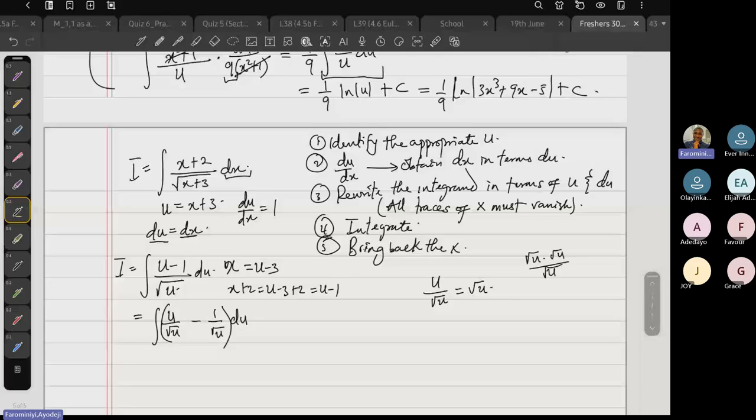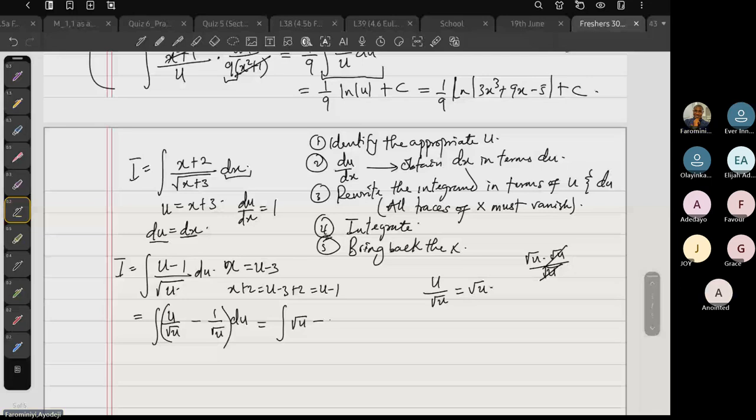So this means this is equal to the integral of square root of u minus 1 over square root of u, which can be written in exponent form. Okay, let me write this step first. Then both of them can be rewritten as u raised to power half minus u raised to power negative half du.